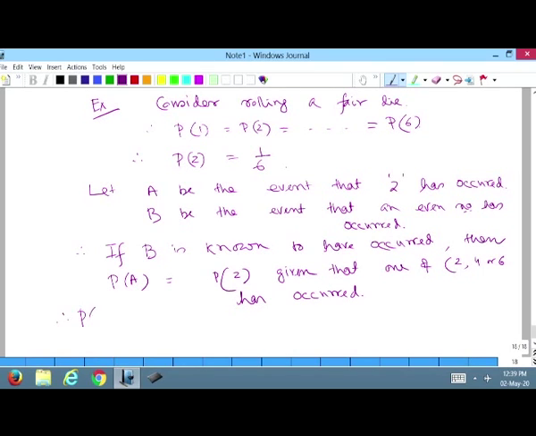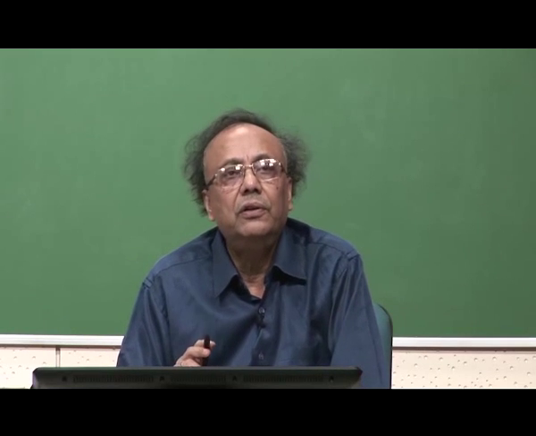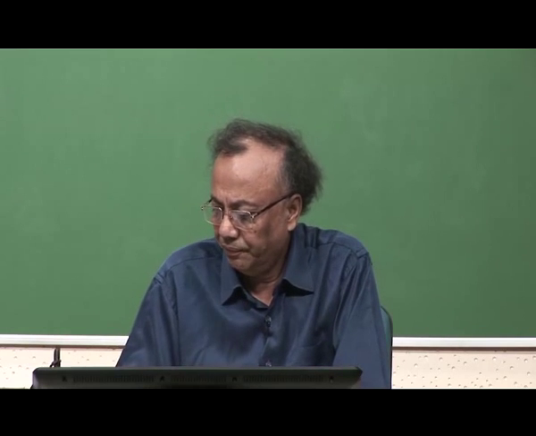Therefore, the probability of 2 given that an even number has occurred is equal to 1 by 3, because it is one of these 3, and each is equally likely. This is different from what we had earlier without the knowledge that B has occurred. So, this is the very basic of conditional probability.